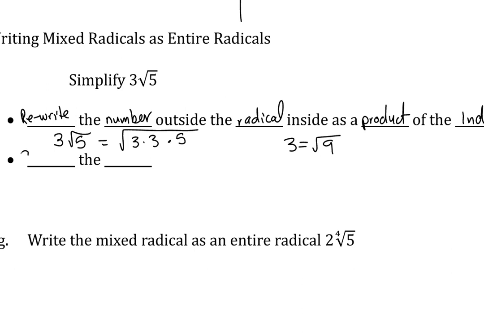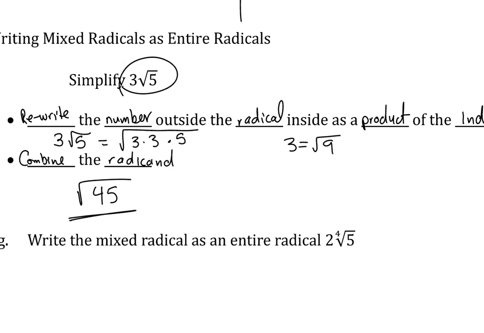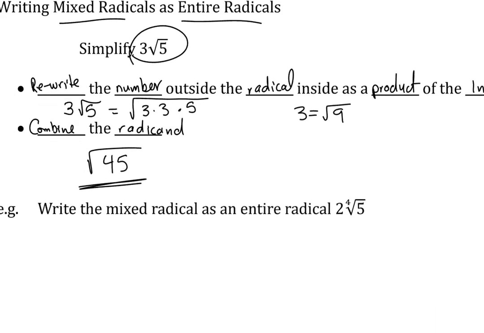Now combine the radicand, or argument. So 3 times 3 is 9, times 5 is 45. So as an entire radical, see, we went from mixed to entire, because I had a whole number out in front and a radical. Now we just have an entire radical. So we moved from mixed radicals to entire radicals.